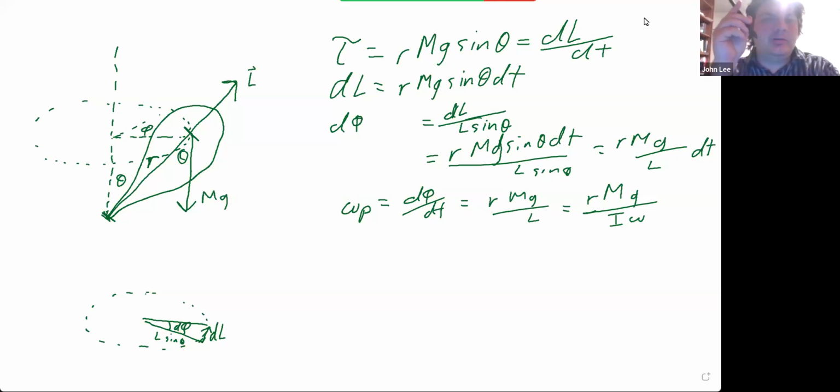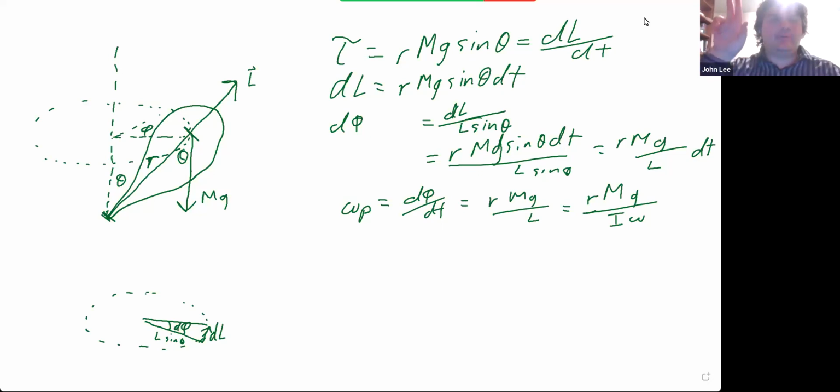So if it's at an angle, then mg, the weight of gravity, is no longer going to be parallel to the angular momentum. Therefore, there is going to be some torque. And if you use the right hand rule, r cross p, or dL, torque equals r cross force equals dL/dt.